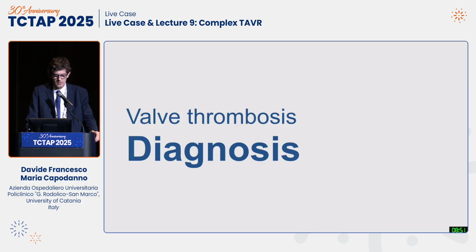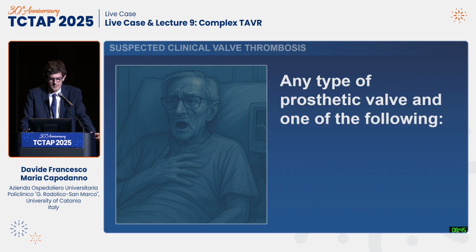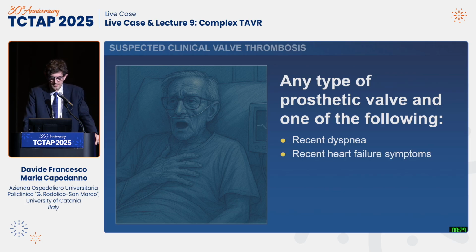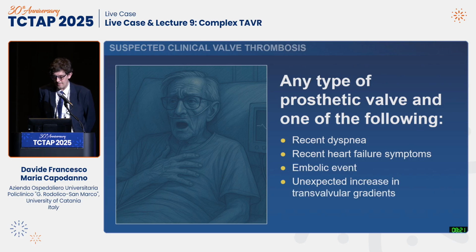But now the talk is on diagnosis and management of clinical valve thrombosis. For the diagnosis, I would say that this is not really too controversial. Essentially, you would suspect a clinical valve thrombosis when you have a patient with a prosthetic valve and one of the following conditions. The first is recent dyspnea in a patient with a prior valve. Of course, this matters. Then recent heart failure symptoms or hospitalization, an embolic event, and an unexpected increase in transvalvular gradient. So whenever you have one of these 4 conditions in a patient with a valve, of course, the first thought is about a clinical valve thrombosis.